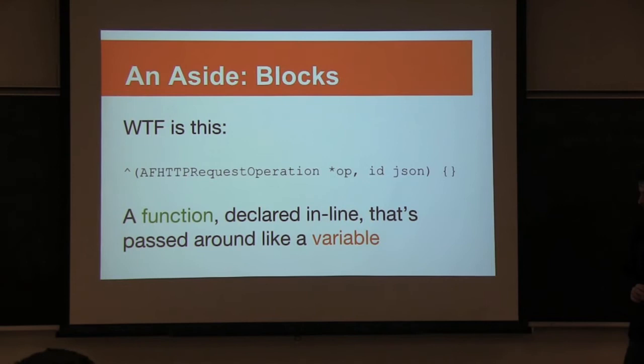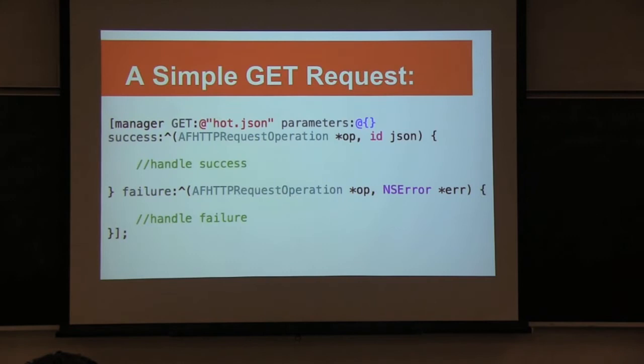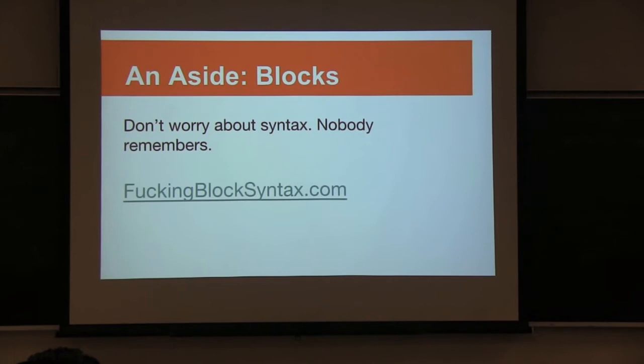So the idea of what we're doing here is we want to do this asynchronously. If you don't know what that means, we want to shoot off the request, and we don't want to sit around waiting for the response and freeze up the UI. We want to just let it come back and then be notified when it comes back. So we pass this success handler, I guess, and it'll run that code. So don't worry about the syntax. Nobody ever remembers the syntax.